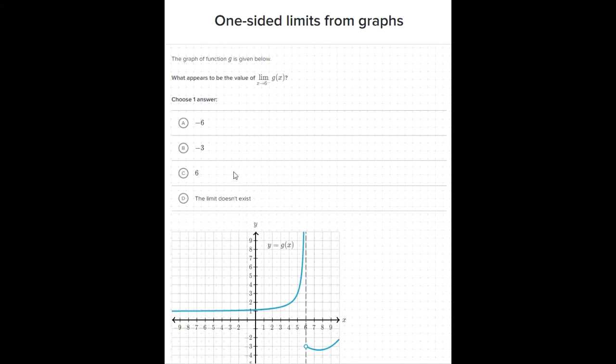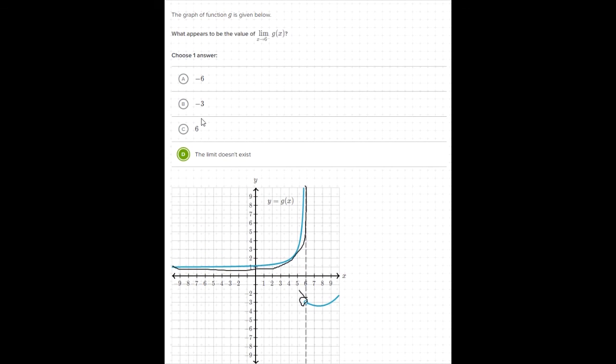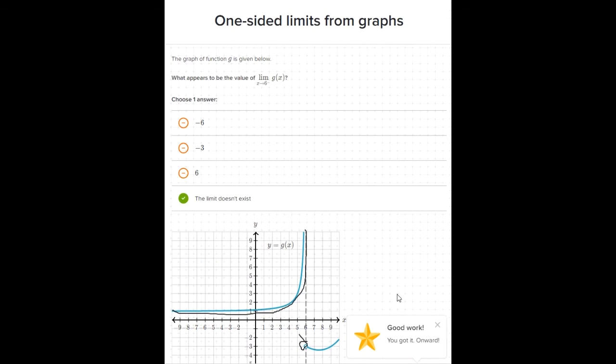And for the next problem, the graph of function g is given below. What appears to be the value of the limit of g of x as x approaches 6 from the left? And why? Because there's a negative sign there. So x approaches 6 from the left, and we see it goes into an asymptote. So it seems to be approaching infinity, but you can't say infinity because it's not a real number. So here the limit would not exist. And if you're trying to do it from the right, as x approaches 6, it would be -3. From the left, it does not exist. And here they're asking for the left. That's the right answer.